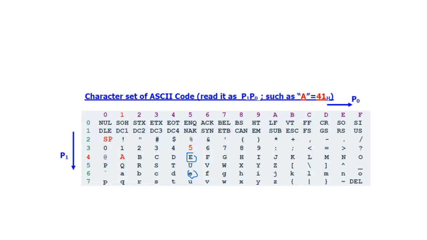Code it. Text. ASCII code for E. E is 45H, right? But for small e, it is 65H. So look at here.